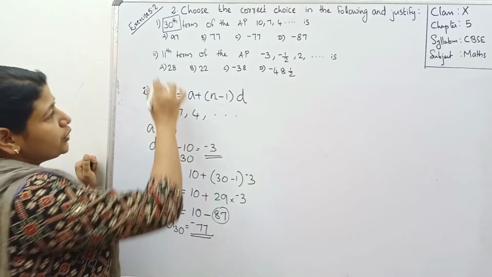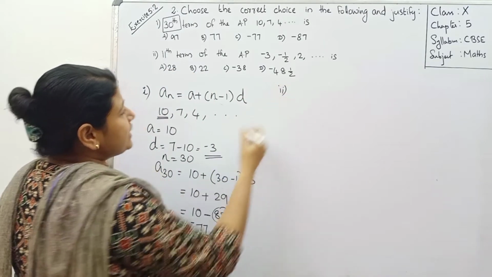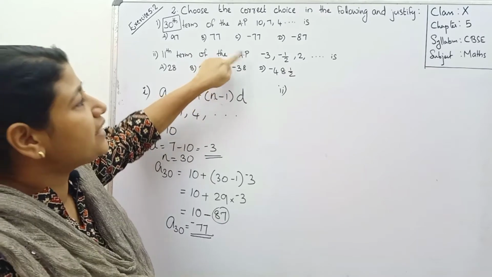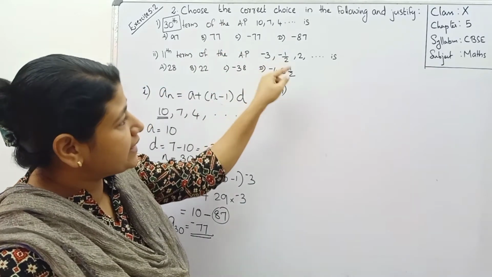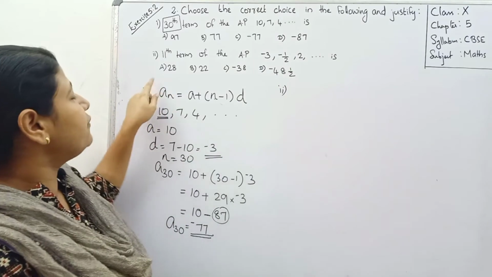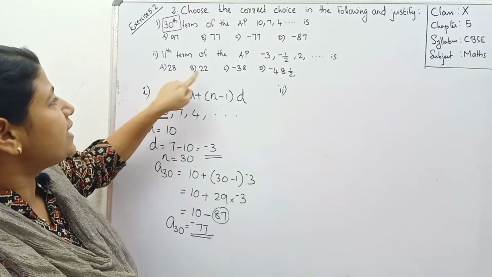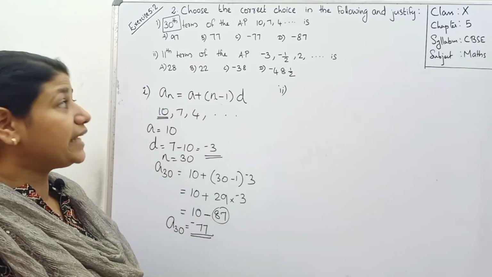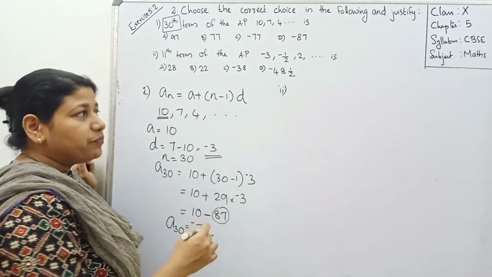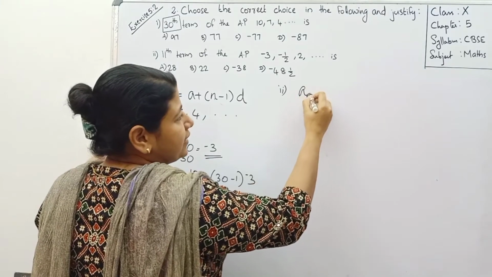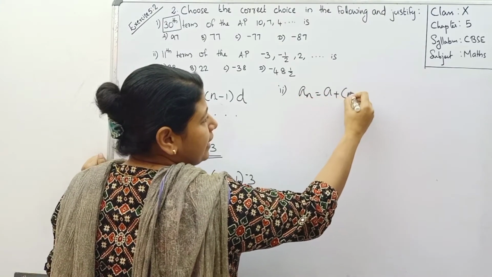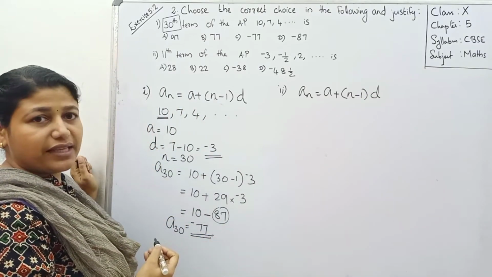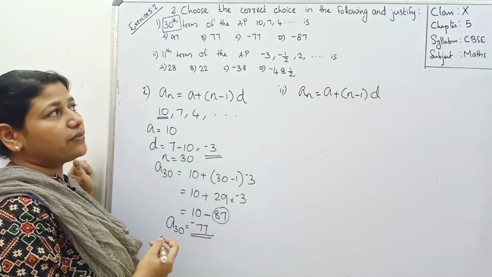Okay, moving on to the second one. In this case also, the 11th term of the AP we have to find out, and the AP is given as negative 3, negative 1 by 2, 2, etc. And four options: first one 28, second one 22, third one negative 38, and the last one is negative 48 and half. So here also we can write an equals a plus n minus 1 into d. This is the equation to find out the nth term or the last term of the AP.